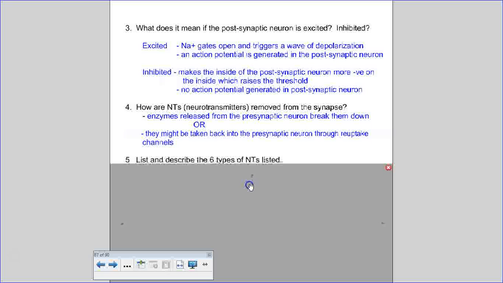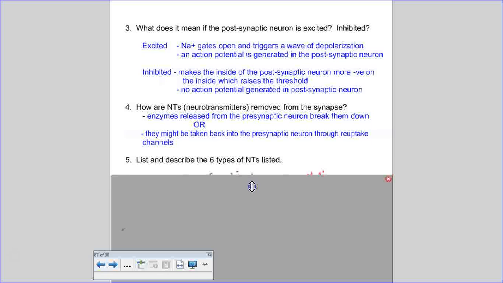Okay. Question 5 asked you to list and describe the 6 types of neurotransmitters. So you should have an idea where you might find them and a little bit about a couple things that they might be responsible for. So the first was acetylcholine. And if you remember back to when we were learning about the PNS, acetylcholine is released at the ends of the parasympathetic nerves, but it's also the main one for the somatic nervous system.